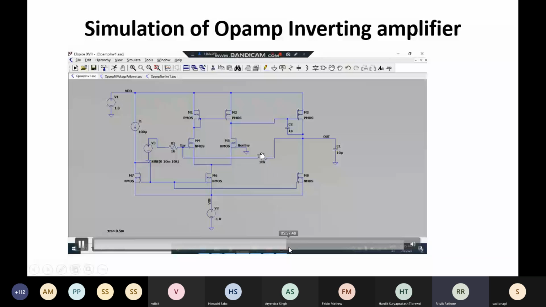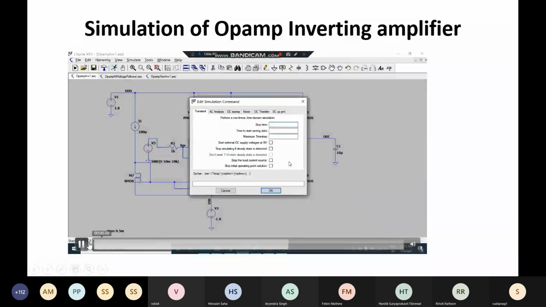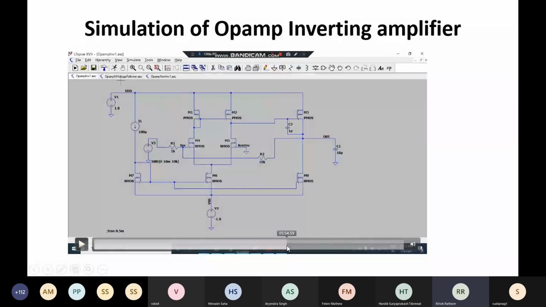So let us verify this using transient analysis. Before this, let me show you the input here. The input I have connected is of 10 millivolt amplitude and 10 kilohertz frequency. I haven't taken any DC offset because I have already connected VSS as minus 1.8 here, so we do not need any DC offset. The strength is 10 millivolt, 10 kilohertz.